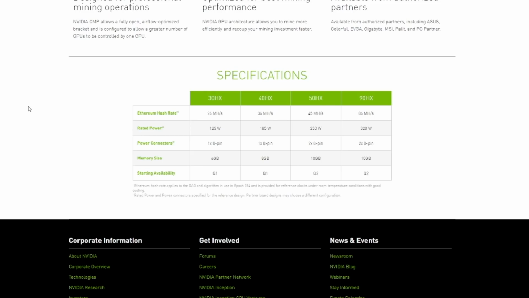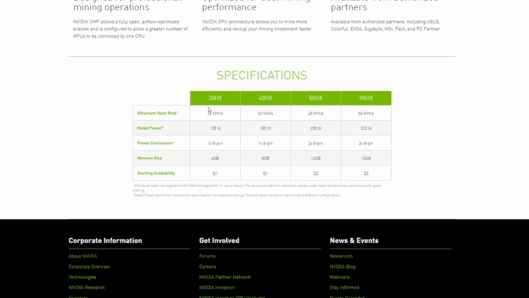that it would have for Ethereum, the power it would have, connectors, memory size, and when it would be available. So when you look at these performance numbers, I mean, they're garbage, to be honest, compared to what we're getting out of the whole entire 30 series lineup right now. These numbers are just not good. They're not good in terms of performance. They're not good in terms of efficiency.